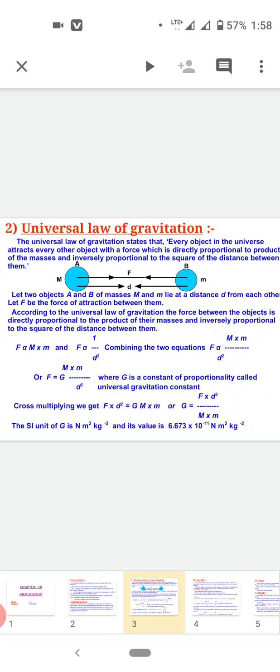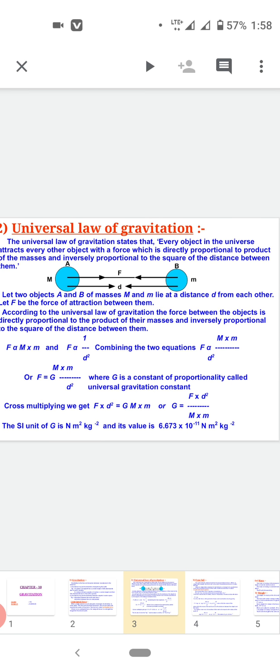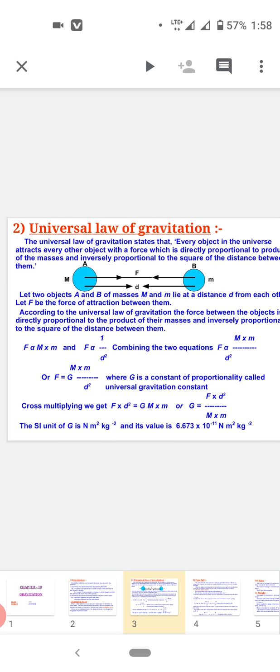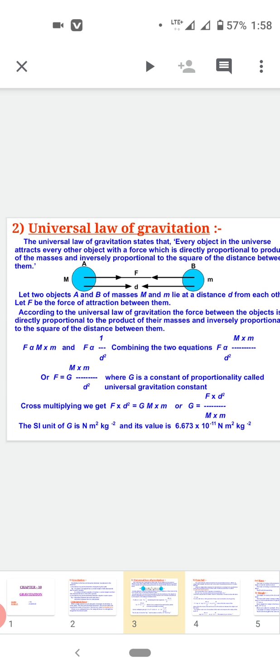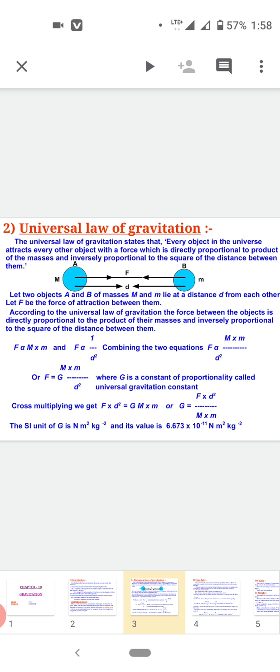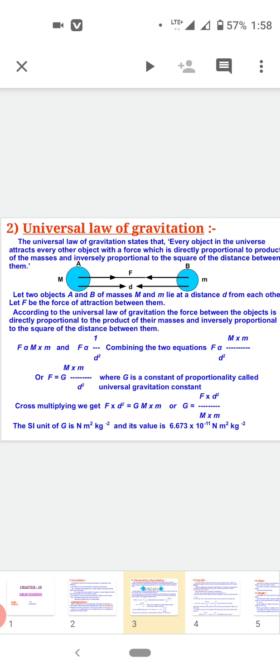When we remove the sign of proportionality, we add a proportionality constant. In this case, we add capital G. So, we remove the proportionality sign and we get F is equal to G m1 into m2 by d square, where G is the constant of proportionality and it is called the universal gravitation constant.